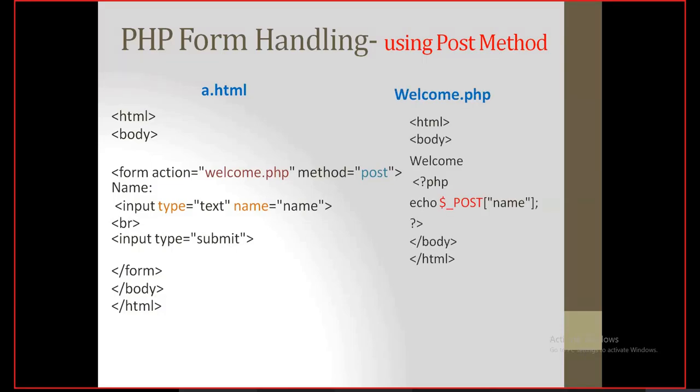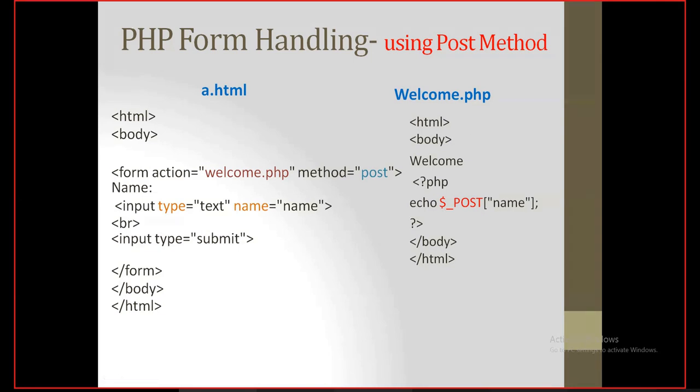So we are accessing the name field. Understood? We are accessing the name field whose name is name itself, and that is why we have mentioned this name over here. And whatever value will be present in this name field, that will be echoed out. I mean, that will be printed as a string on the output.